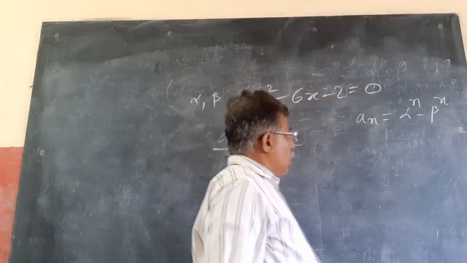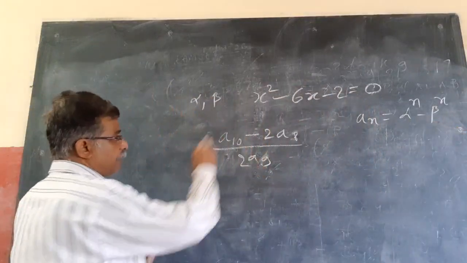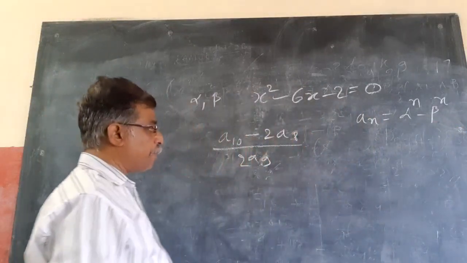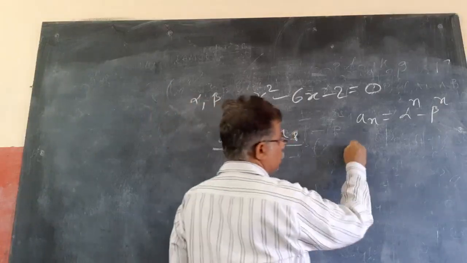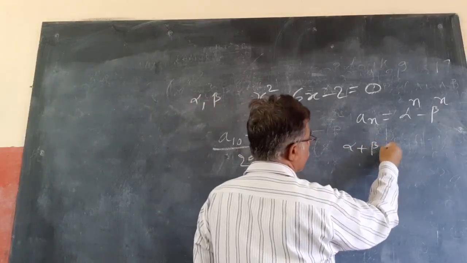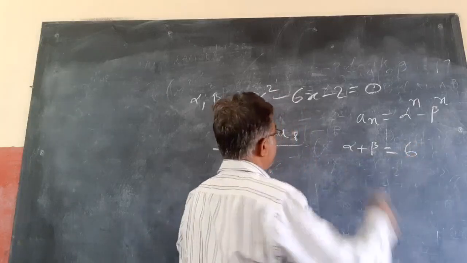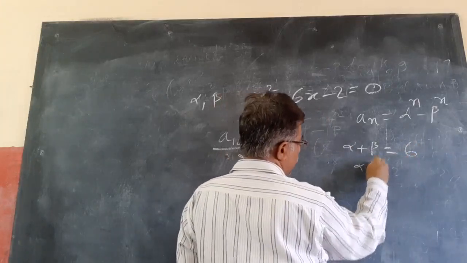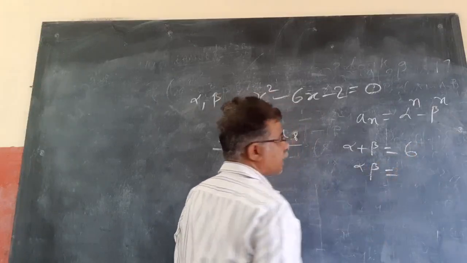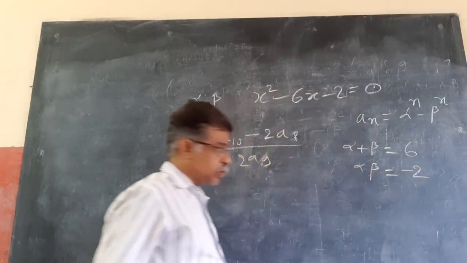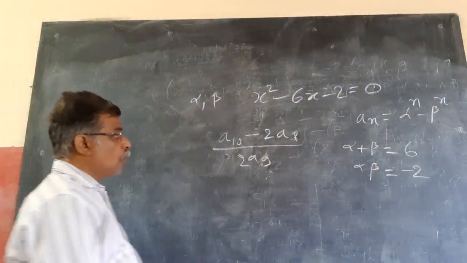So we know the sum of the roots and the product of the roots, first we will write. Sum of the roots is alpha plus beta equal to minus b by a, that is 6 by 1, which is 6. Product of the roots alpha into beta equal to c by a, that is minus 2 by 1, minus 2. Keep it aside.